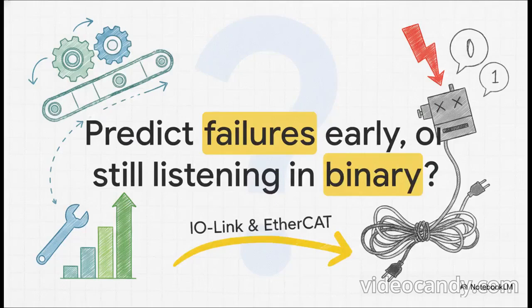Which leaves us with this final, provocative thought for this explainer. Look at your own production lines. If a crucial automated line went down tomorrow, would your system have given you the detailed warnings and diagnostic transparency to know exactly why it was going to happen before it actually failed? Or are your machines suffering in silence while you're still listening in simple reactive binary? Upgrading from basic switches to IO-Link and EtherCAT isn't just some tech upgrade. It's literally the difference between running your factory and letting your factory run you.